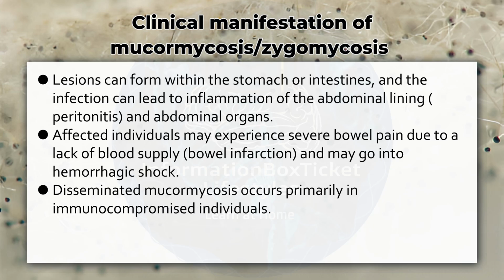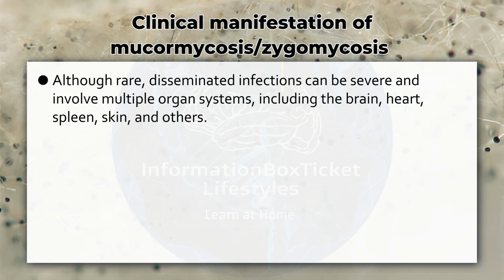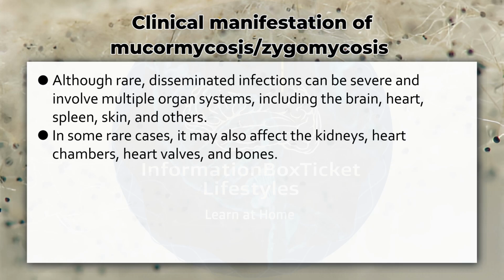Disseminated mucormycosis occurs primarily in immunocompromised individuals. Although rare, disseminated infections can be severe and involve multiple organ systems, including the brain, heart, spleen, skin, and others. In some rare cases, it may also affect the kidneys, heart chambers, heart valves, and bones.